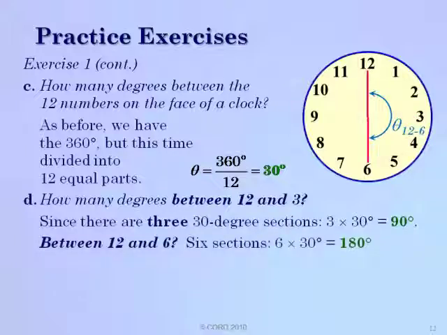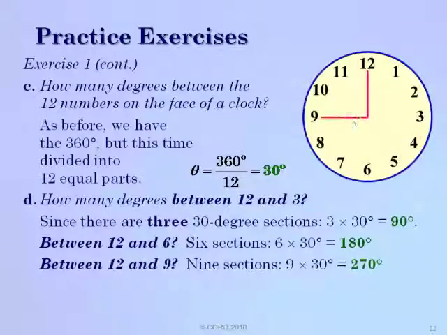Between 12 and 6, well, you can see that also without using any calculator. It's a straight angle, right? So that would be 180 degrees. But we can also do the math approach and say there are 6 numbers times 30 degrees per number, and that would give us also 180 degrees.